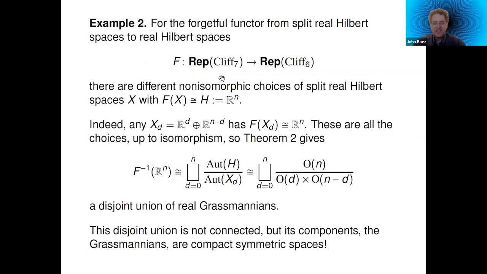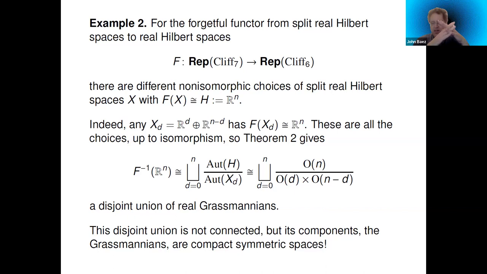Yeah. So now here's a more exciting case. Well, so Cliff 7 doesn't really matter what Cliff 7 is so much as the fact that its category of star representations is the category of real Hilbert spaces that are written as an orthogonal direct sum of two parts, a Hilbert space direct sum of two parts.